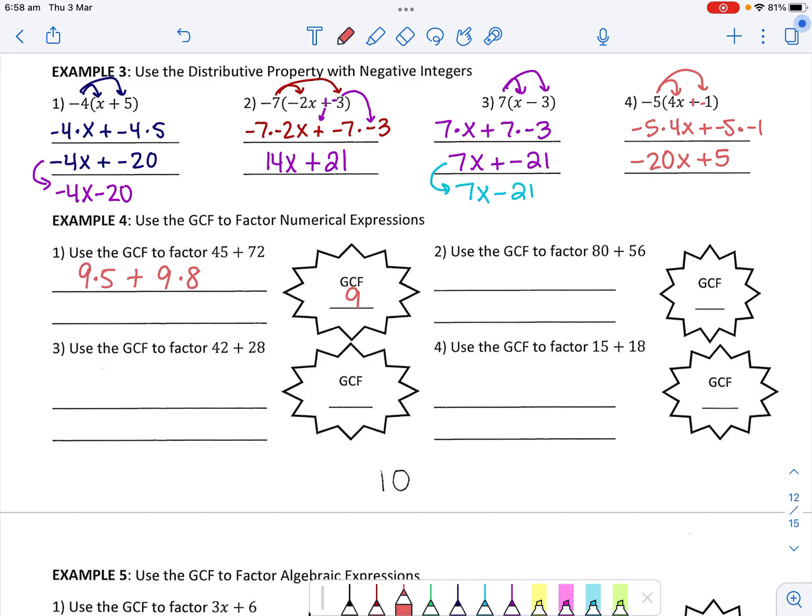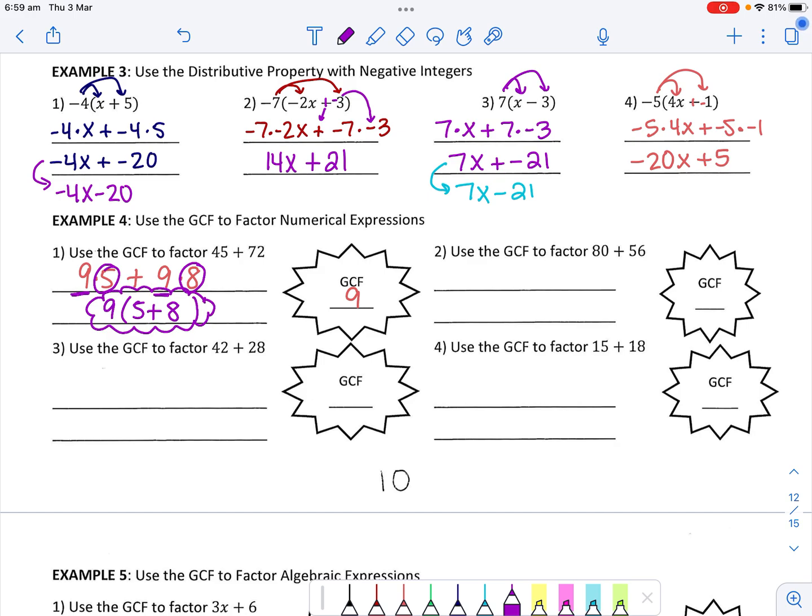Okay, and then what's going to happen is the number that repeats, so this number right here, is going to go outside my parentheses. And these two numbers are going to be the addition inside my parentheses. And I want to end with this expression that includes the parentheses. So I'm going backwards this time.